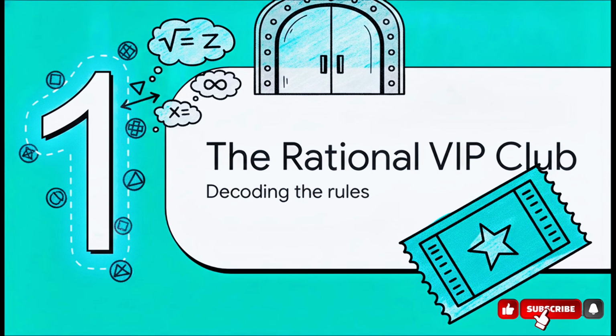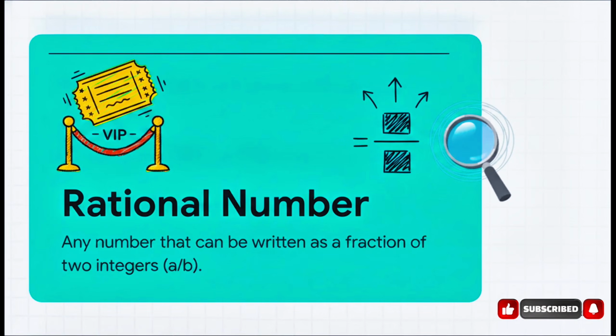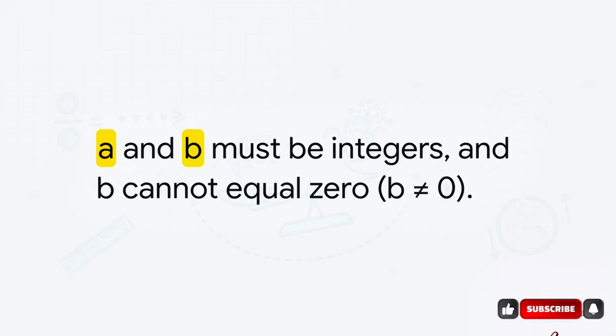Section 1, the Rational VIP Club. Getting past the velvet rope into this club requires a very specific, undeniable ticket. A rational number is defined as any number that can be written as a fraction of two integers. We usually call this the A over B formula. Basically, if you can format your number with an integer A sitting neatly on top of an integer B, congratulations, you've got VIP access.